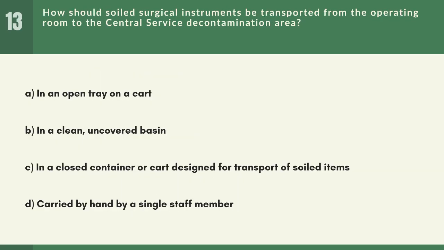Question 13. How should soiled surgical instruments be transported from the operating room to the central service decontamination area? A. In an open tray on a cart. B. In a clean, uncovered basin. C. In a closed container or cart designed for transport of soiled items. D. Carried by hand by a single staff member.